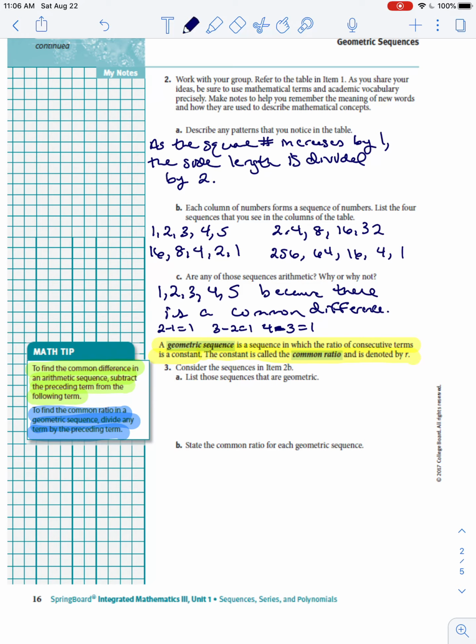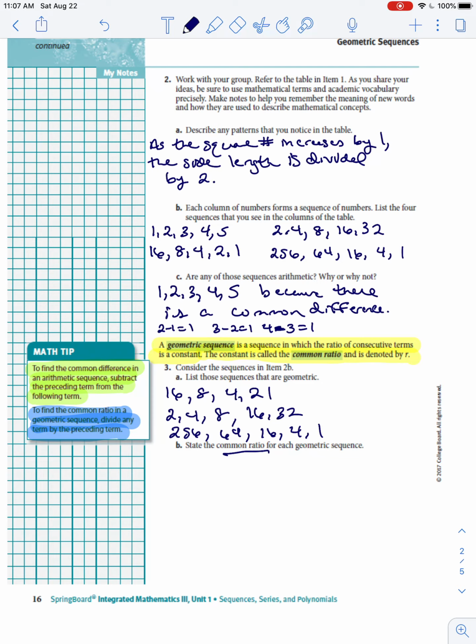So let's look at the sequences that are considered geometric. First of all, the side of the square. So we have the 16, 8, 4, 2, 1. And we also have the number of squares, which was the 2, 4, 8, 16, 32. And finally, we also had the area of the square, which was the 256, 64, 16, 4, and 1. So we have those 3 sequences that we would consider geometric. And now we're going to look for the common ratio for each of the sequences.